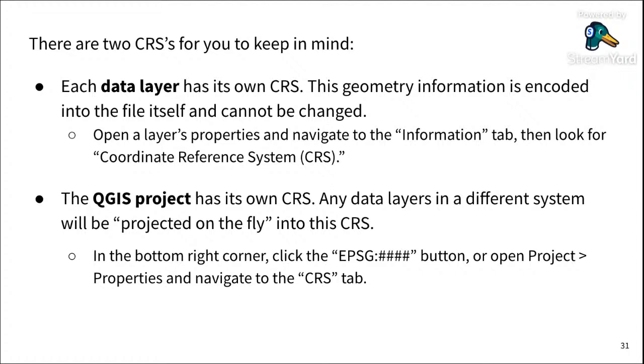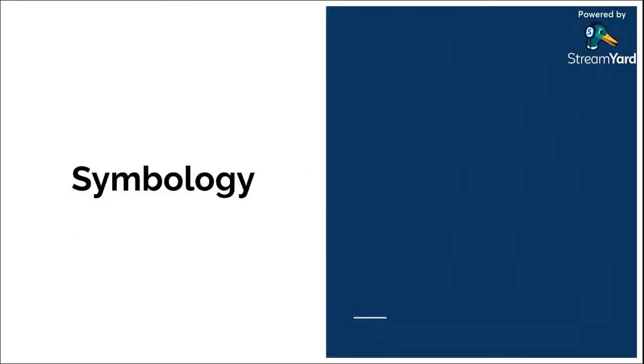This is the magic of GIS software. This is what allows us to use different data sets with different coordinate systems in the same project. And so this slide, if you want to come back to it, will explain how you can go about investigating those things. You can change the QGIS project CRS, you just can't change the data layers.